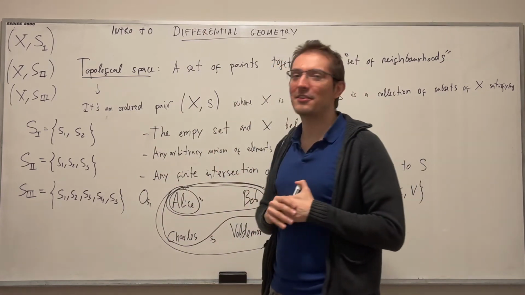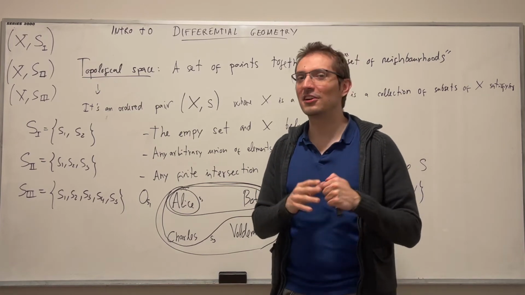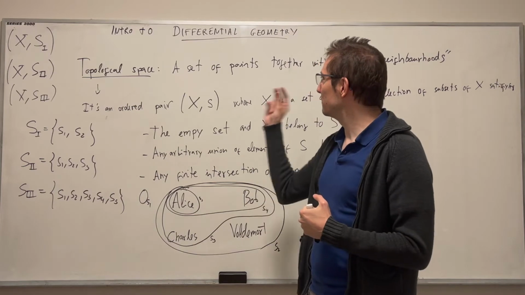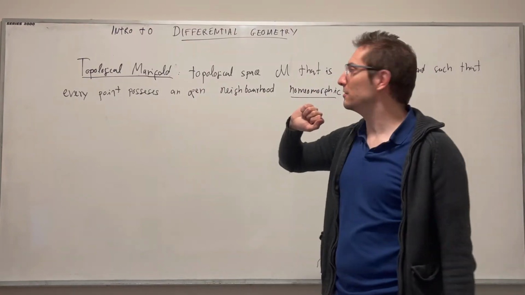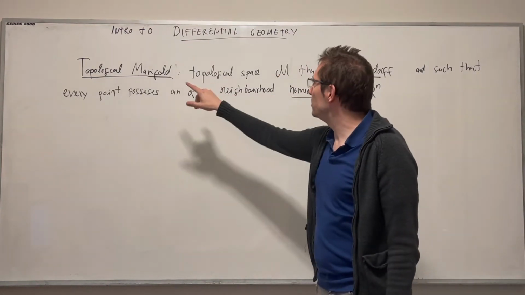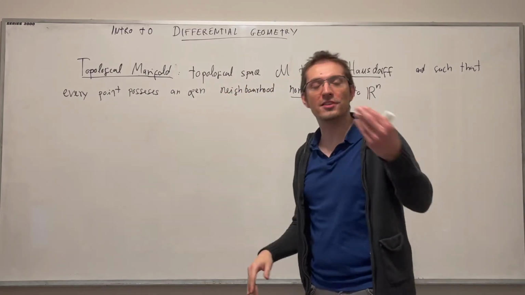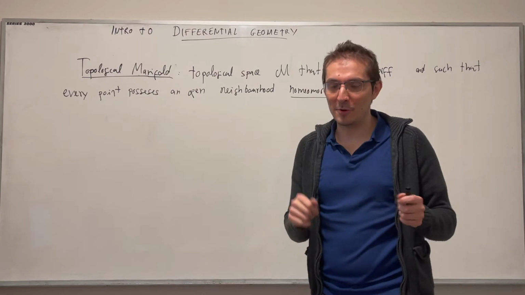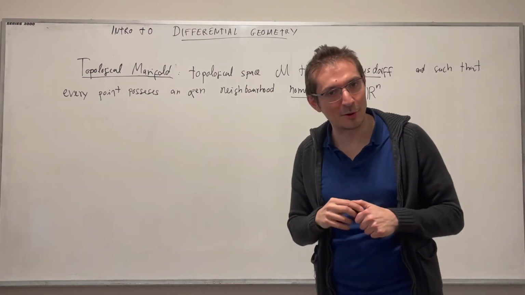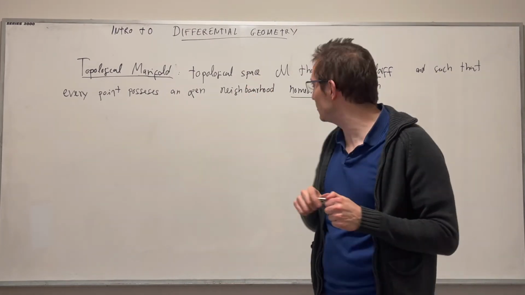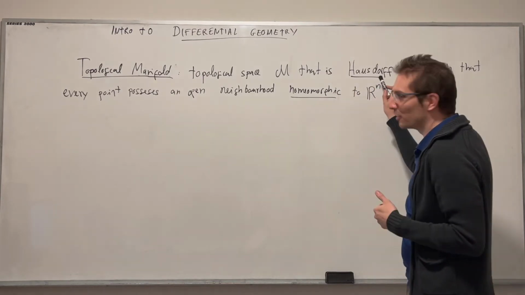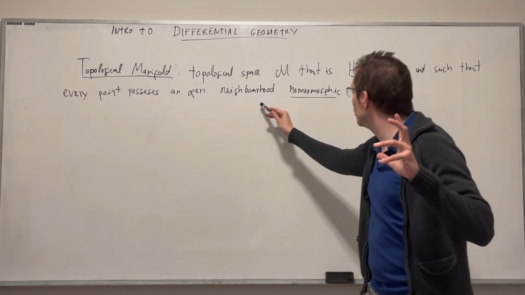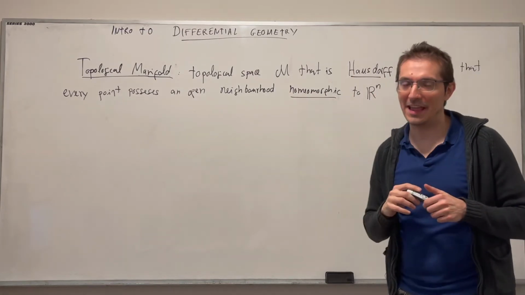We need to define another notion before getting to our starting point to start doing differential geometry. Those notions are the following. The notion of topological manifold. Let's call it M. A topological manifold is, first of all, a topological space, which is what we defined. Remember, it's a set of points with definitions of open sets that form a topology, satisfying these 3 axioms that we talked about. That is Hausdorff, and such that every point possesses an open neighborhood homeomorphic to Rn.